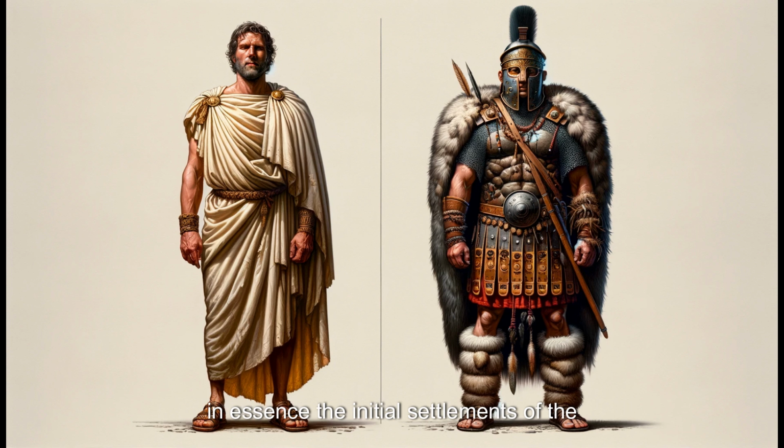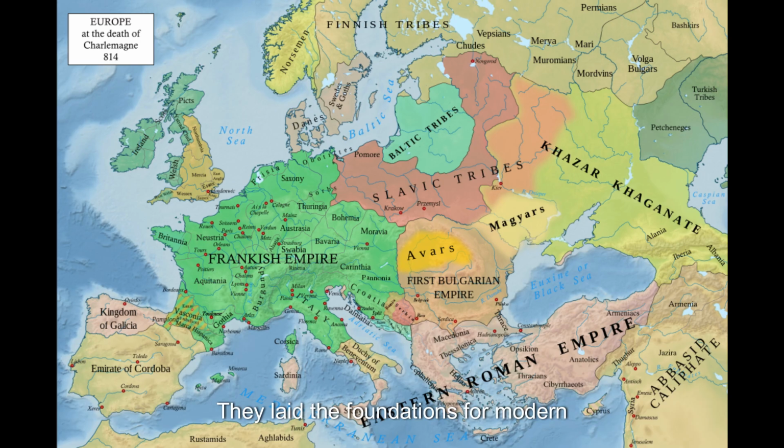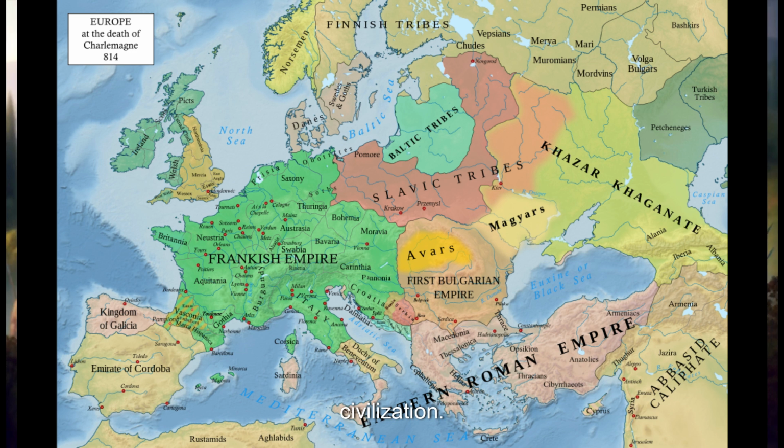In essence, the initial settlements of the barbarian tribes and their formation into kingdoms reshaped the map of Europe. They laid the foundations for modern European nations, both in terms of territorial boundaries and cultural identities. Their influence is a testament to the dynamic nature of history and the ever-changing tapestry of human civilization.